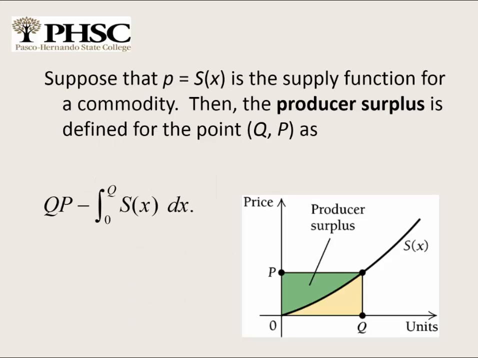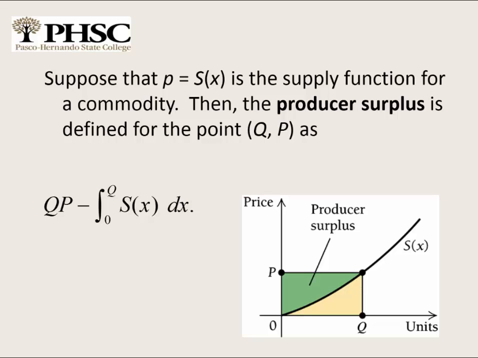Now the next thing is we're going to find the producer surplus. Suppose that P is equal to S of x as the supply function for a commodity. Then the producer surplus is defined for the point (Q, P) as being the product of Q and P minus the integral from 0 to Q of the supply function dx.